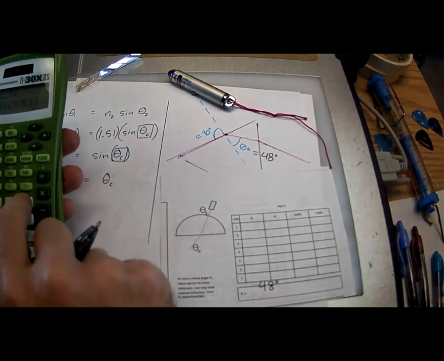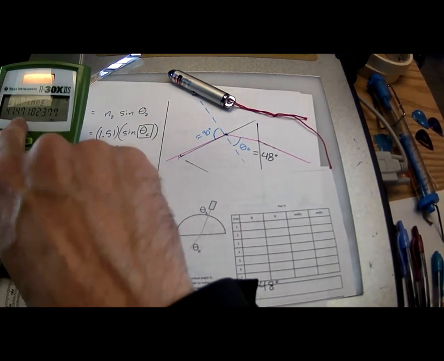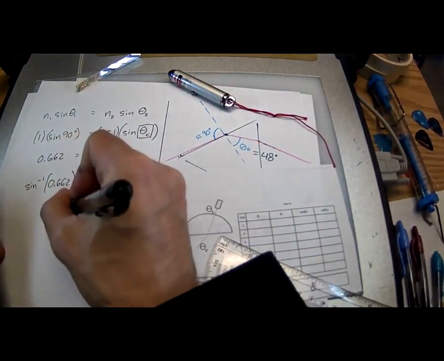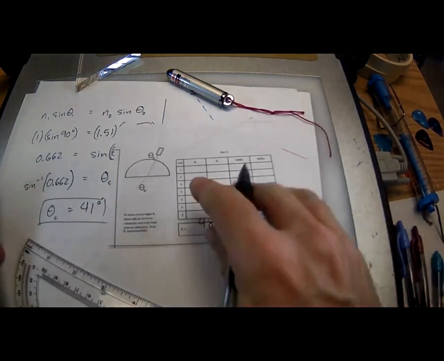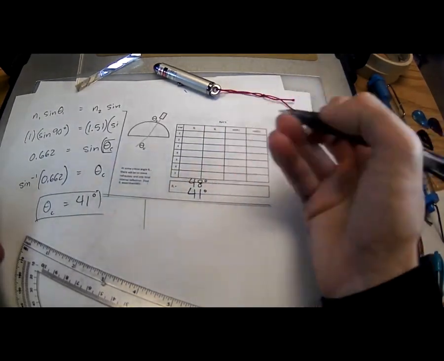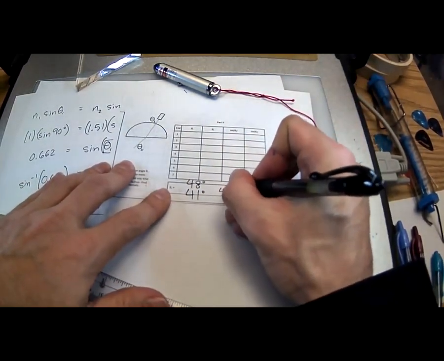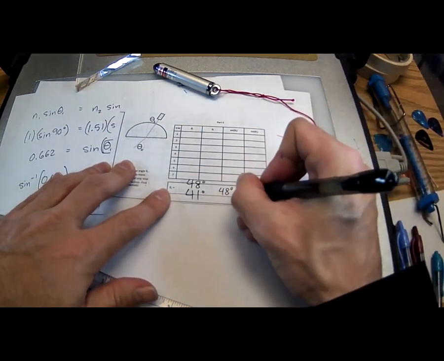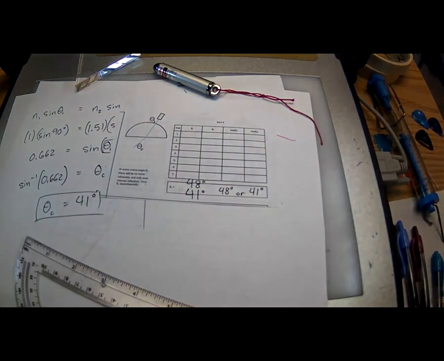So what is inverse sine? I'll get more decimal places: 41.47. So that rounds down to about 41 degrees. Theta critical should have been about 41 degrees. And our measured value was 48. The calculated value should have been 41 based on the index of refraction. Those two are pretty close to each other. So either 48 degrees, that's empirical, or 41 degrees calculated based on index of refraction. A few different methods, but they're both in about the same ballpark.